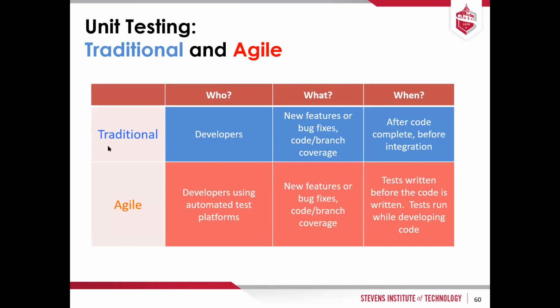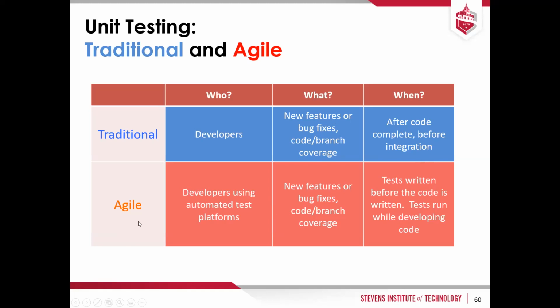So when we look at the traditional, who is responsible for the test? In the traditional, it's the developer. In agile, developers use automated tools. They don't do that by themselves. What they do in traditional is look at the new features and bug fixes because it's very late already. In agile, they do new features, bug fixes, code branch coverage. So it's the same. The difference is in agile, they already did that 10,000 times by the time they have a new part of the module out. In traditional, this is the first time they're seeing it.